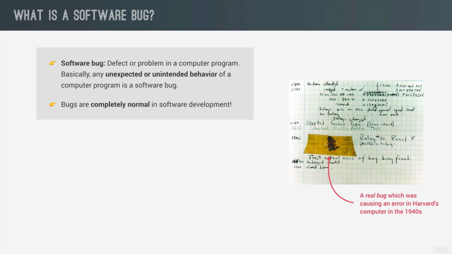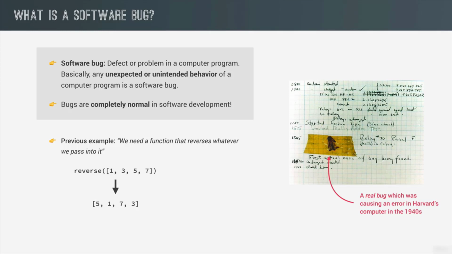Now, luckily, not all bugs cause huge security holes. In fact, many bugs are quite small and simple to discover. So let's see a simple example. Remember, in our previous example, the goal was to reverse whatever was passed into the function. So let's say we finished writing the reverse function and call it with this array and get this result. But clearly something is wrong here, right? The returned value looks scrambled, but not reversed at all. So this means that we must have a bug somewhere in our reverse function.